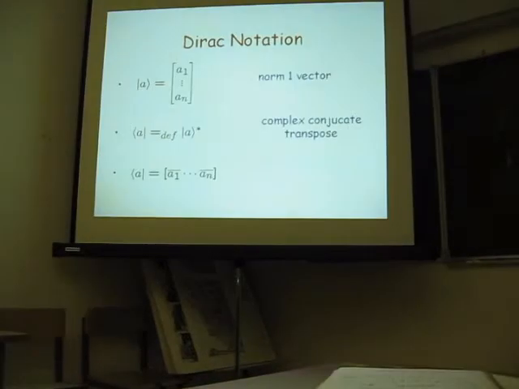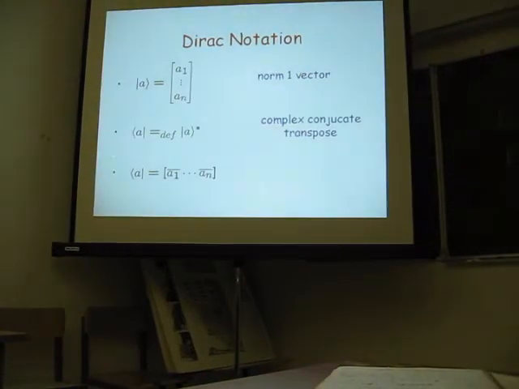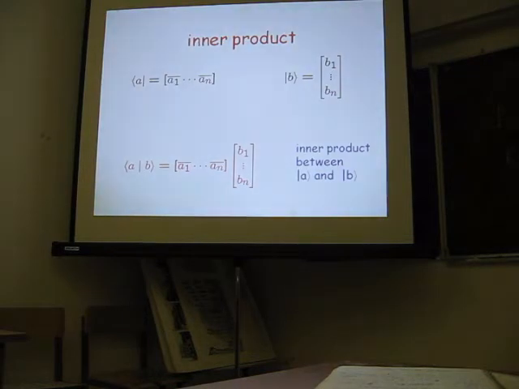...into vector notation. This thing is nothing else than the transpose of that vector and then taking the complex conjugate. Moreover, when you see something like this, then it's an inner product, meaning it's just a product of these two vectors.